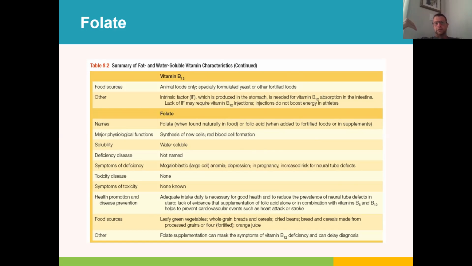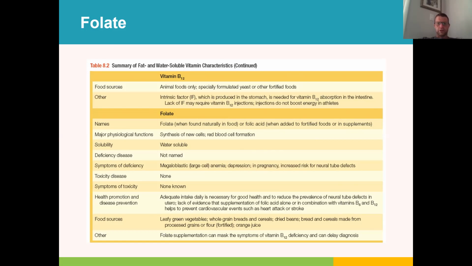That's why in prenatal vitamins, folic acid is a big deal, right? It's for preventing the neural tube defects. Toxicity, none. Again, symptoms not known. Health promotion and disease prevention: adequate intake daily is necessary for good health and to reduce the prevalence of neural tube defects in utero. Lack of evidence that supplementation of folic acid alone or in combination with B6 and B12 helps to prevent cardiovascular events such as heart attacks and stroke.